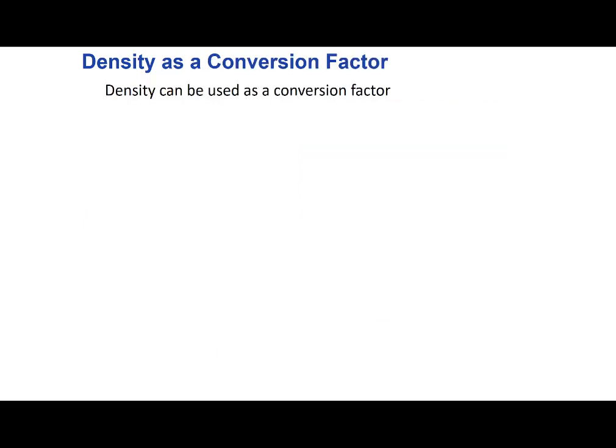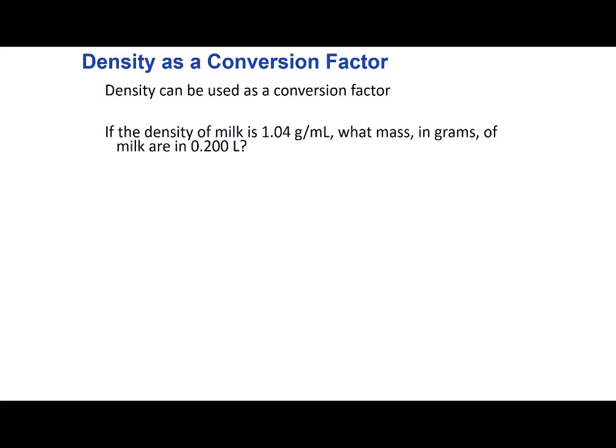Because density is a ratio, we can also use it as a conversion factor. It's really important to use as a conversion factor when we come across problems like wanting to know what the mass is of a certain volume of a solution if we know its density. For example, if the density of milk is 1.04 grams per milliliter, we can calculate the mass in grams of milk in 0.2 liters. To do that, we can take the 0.2 liters and convert it to milliliters.